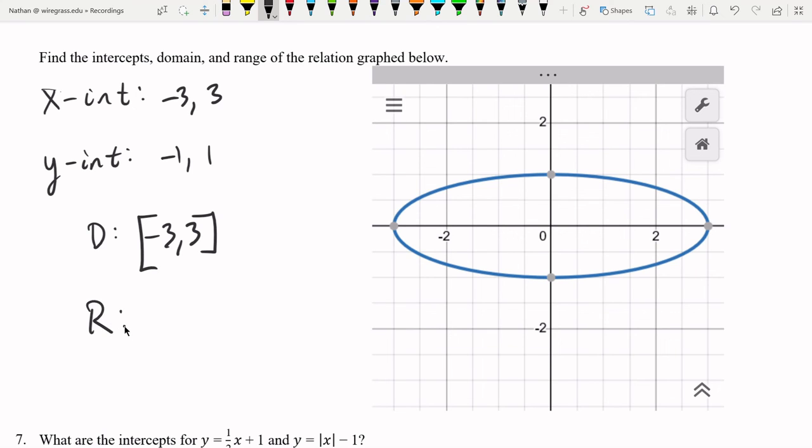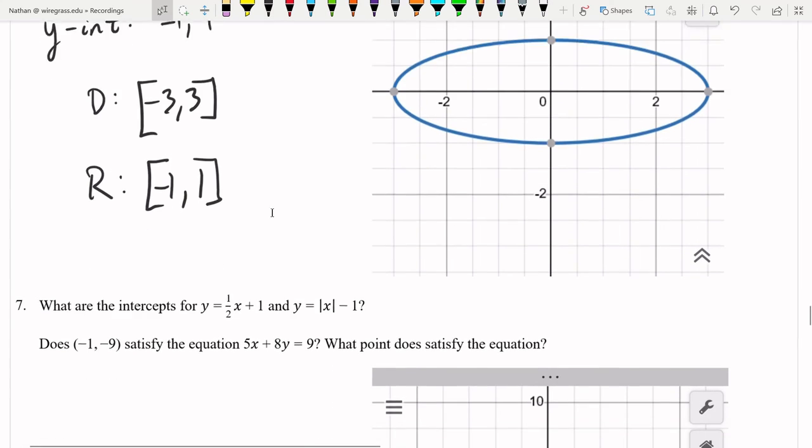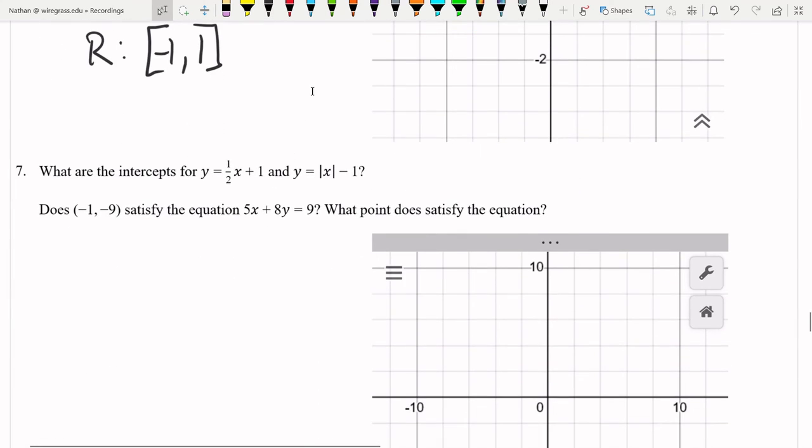The range, likewise, the lowest value is negative 1, and the highest value is 1. And it does hit everything between, right? It does go all the way down in between that. So all of this stuff is covered, to the left or to the right. So we're going to include both the endpoints, and that is the range. Okay, give it a try in number 7.